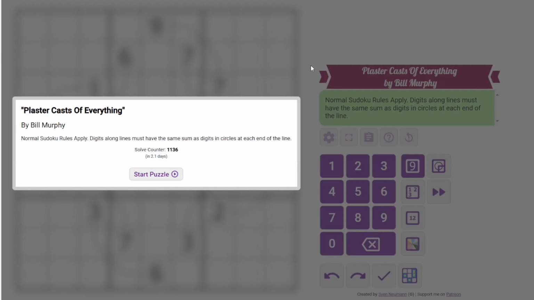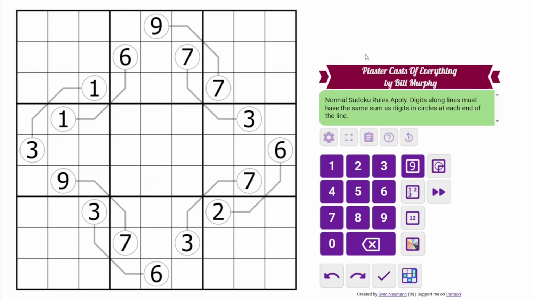I'm Philip Newman. Today I'm solving Plaster Casts of Everything by Bill Murphy. This is a double arrow Sudoku, and you may notice when we look at the puzzle there are no arrows in the grid, but we have normal Sudoku rules: 1 to 9 in each row, column, and 3x3 box. Double arrow is kind of a play on regular arrow Sudoku.